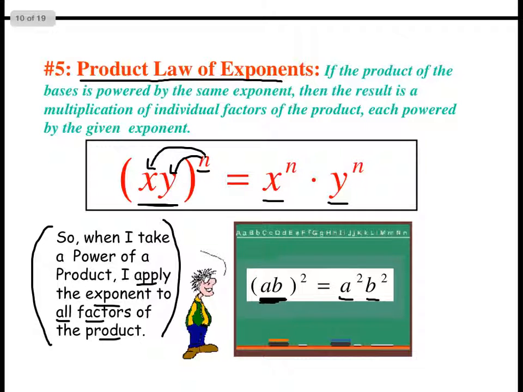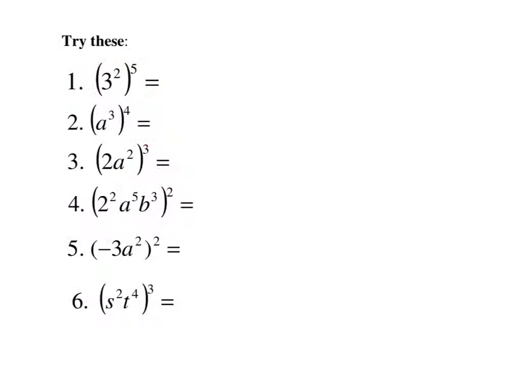Okay, let's look at some example problems now. Alright, so here are 6 example problems that we will do. And again, our answers are on the next page. So you can pause and do it, or you can do it with me. So you're going to multiply the exponents together. So 2 times 5 is 10. So this is 3 to the 10th. This would be a, and then you multiply 3 times 4, so you'd get 12.